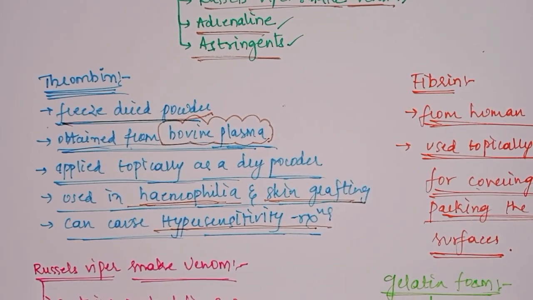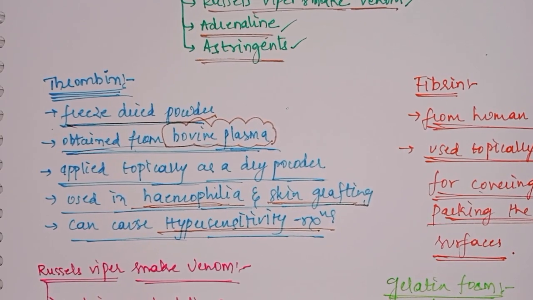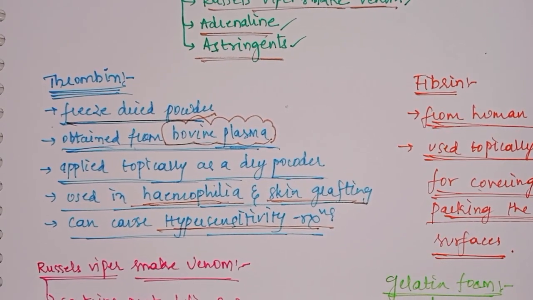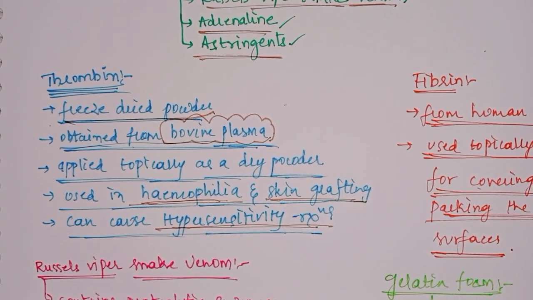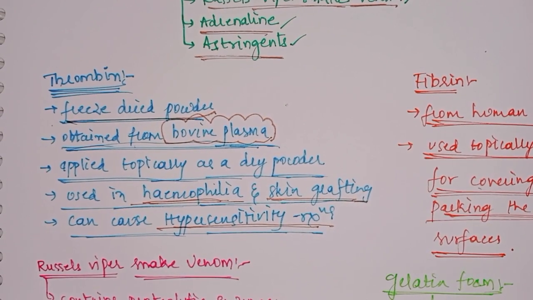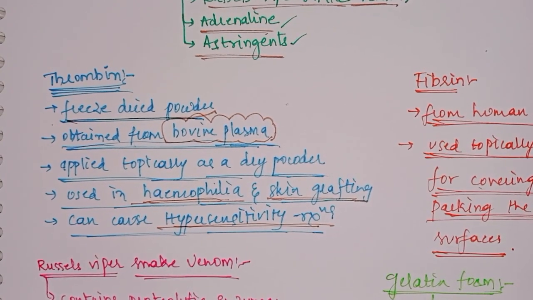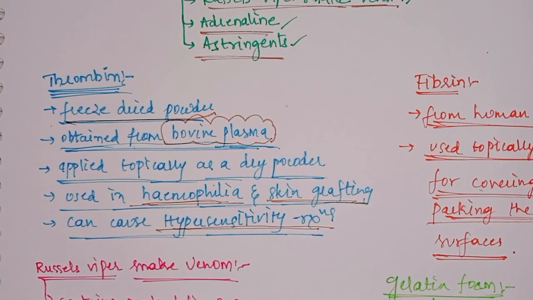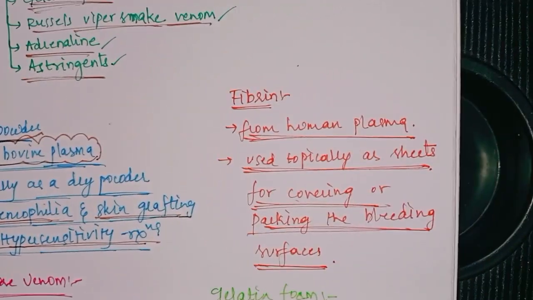Once again, thrombin is a freeze-dried powder obtained from bovine plasma, applied topically as a dry powder. It is used in hemophilia and skin grafting. It can cause hypersensitivity reactions.